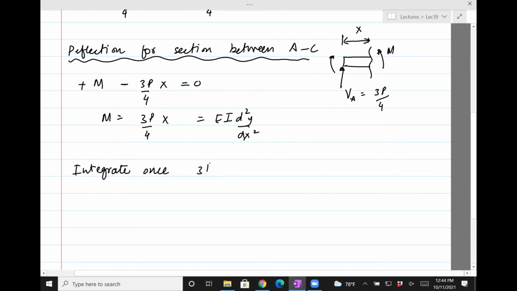So I'm going to skip writing the integral. I'm just going to write it, saves me some time. The integral of x is x squared divided by 2 equals EI dy/dx, and then you can put the constant anywhere you want. Let's put it here: C1.